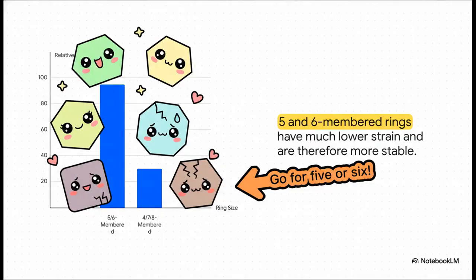I mean, just look at the difference here. The stability of 5- and 6-membered rings is way, way higher than the smaller or larger ones. They are the thermodynamic sweet spots. So if one pathway gives you a 6-membered ring and another gives you a 4-membered one, well, the choice is a no-brainer. You always go for 5 or 6.